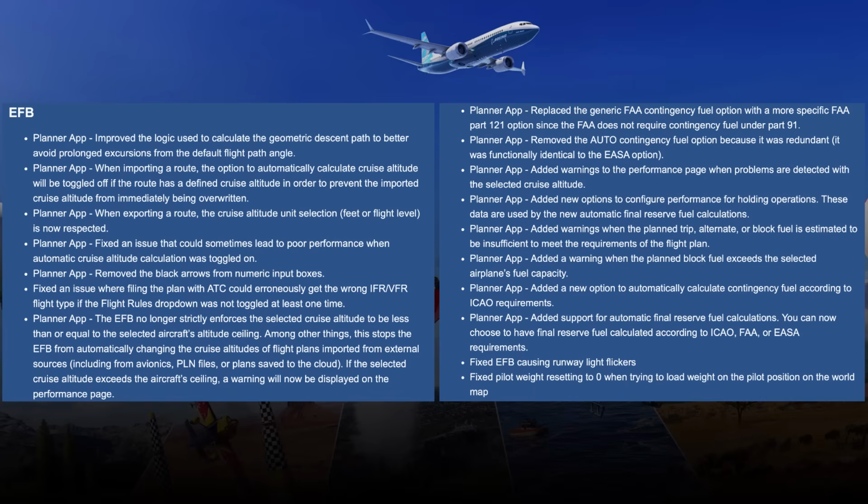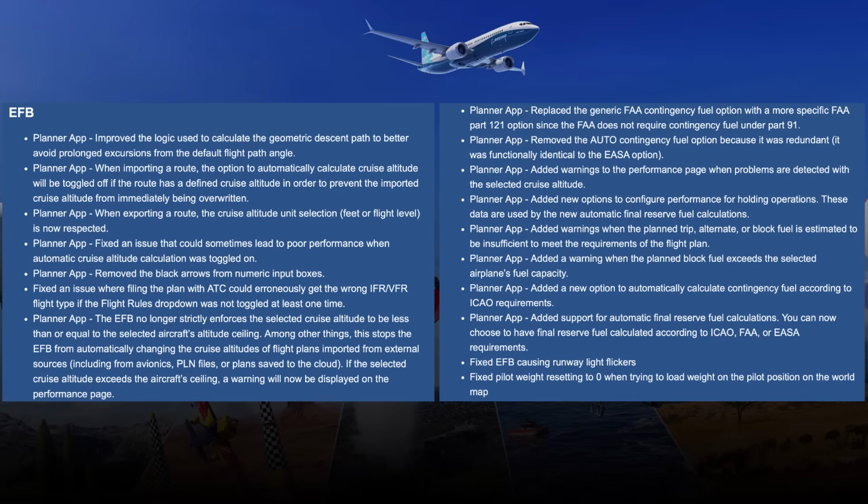Added new options to configure performance for holding operations. These data are used by the new automatic final reserve fuel calculations. Added warnings when the planned trip, alternate, or block fuel is estimated to be insufficient to meet the requirements of the flight plan. Added a warning when the planned block fuel exceeds the selected airplane's fuel capacity.